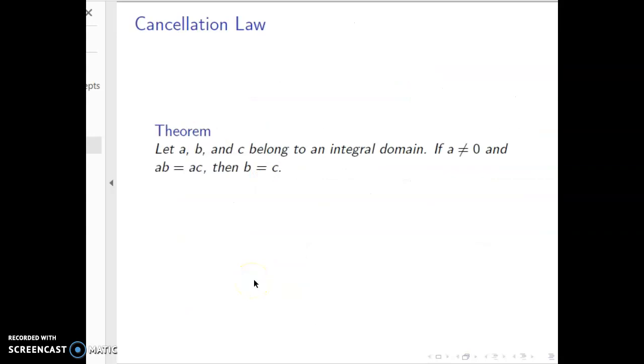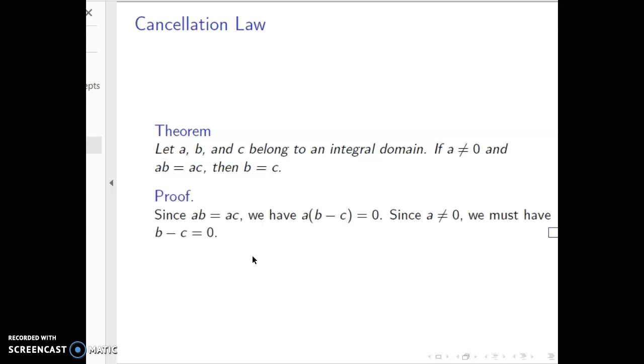Now let's look at a few results regarding integral domains. The first rule is the cancellation law, which is probably the most important rule as far as an integral domain is concerned. Suppose I take 3 elements a, b and c in an integral domain. Then if a is not equal to 0 and if ab is equal to ac, then b is equal to c. Let me prove that.